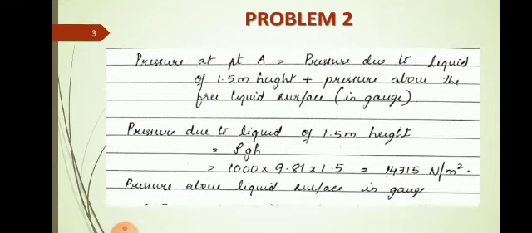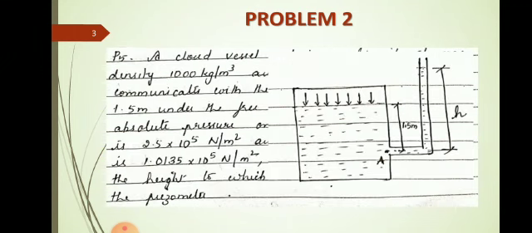The pressure at point A will be equal to, just like in the previous problem, the pressure due to liquid of 1.5 meter height plus pressure above the free liquid surface. See, this is the point A. What is the pressure at point A? Pressure at point A will be equal to the pressure due to the liquid of height 1.5 meter plus the pressure due to the air above the liquid. So the sum of these two will give you the pressure at the point A.